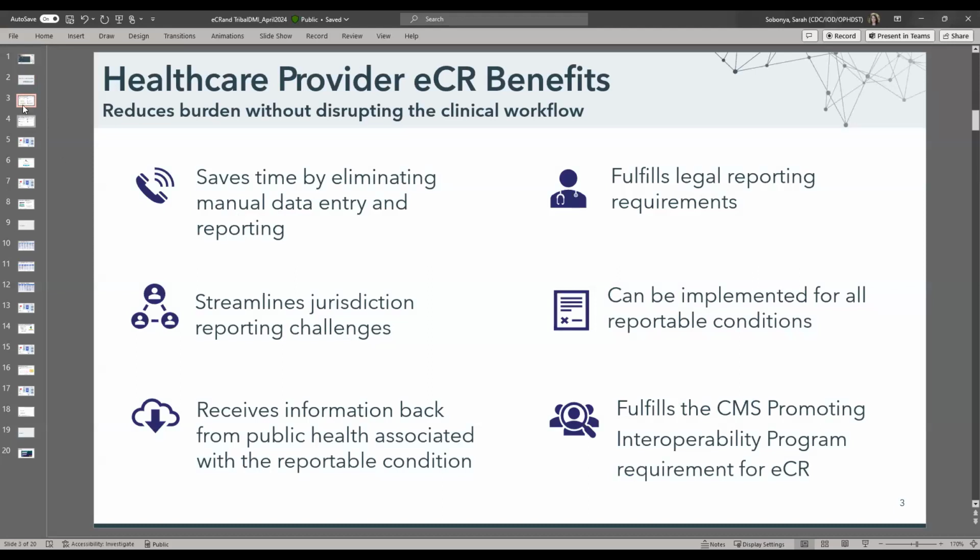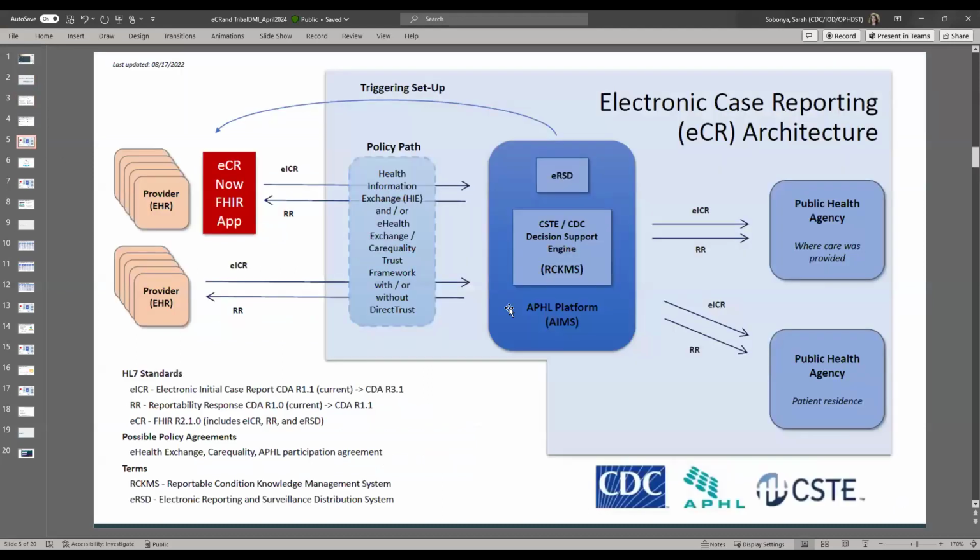So let me skip down to this one. Actually, this is our flow chart. So this is kind of the infrastructure of electronic case reporting, and I'm going to come back to this one over and over again throughout the presentation just to kind of ground us in what this process is.